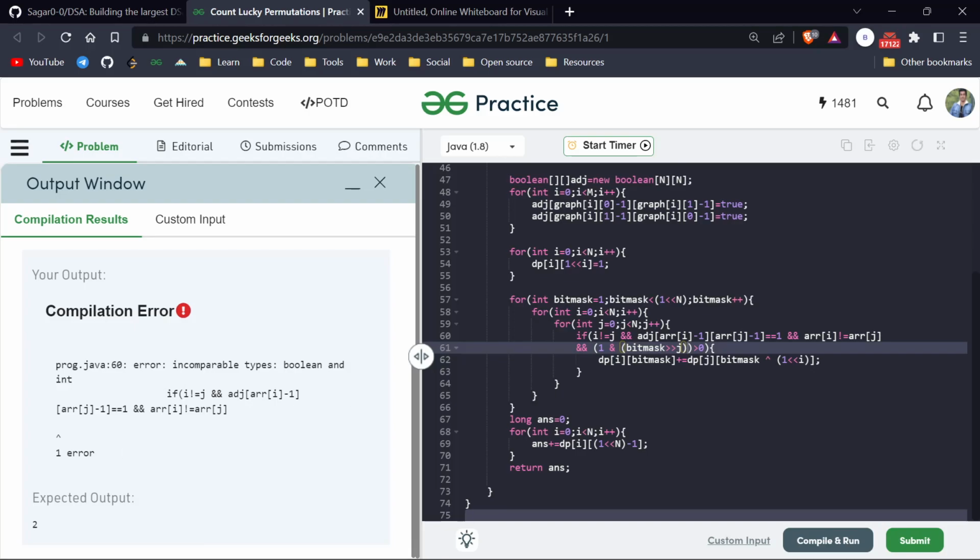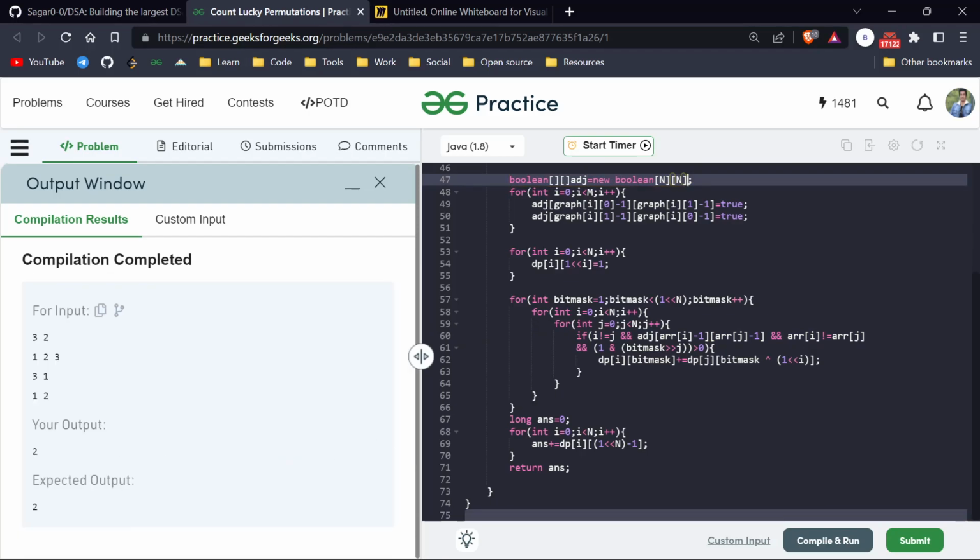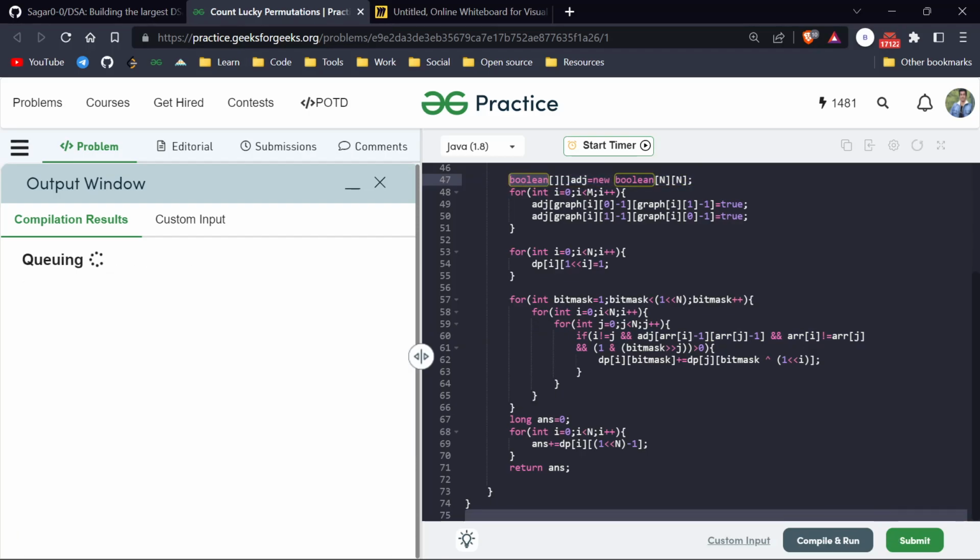What is the boolean value here? This is your ith value minus 1. And okay, this is our adjacency, ith value minus 1, and this is our jth value minus 1. And if that is equal to, okay, we are creating a boolean value here. That will be true. We are creating the adjacency as a boolean array. And if we were creating it as an integer array, then you can just write it as equal to 1.